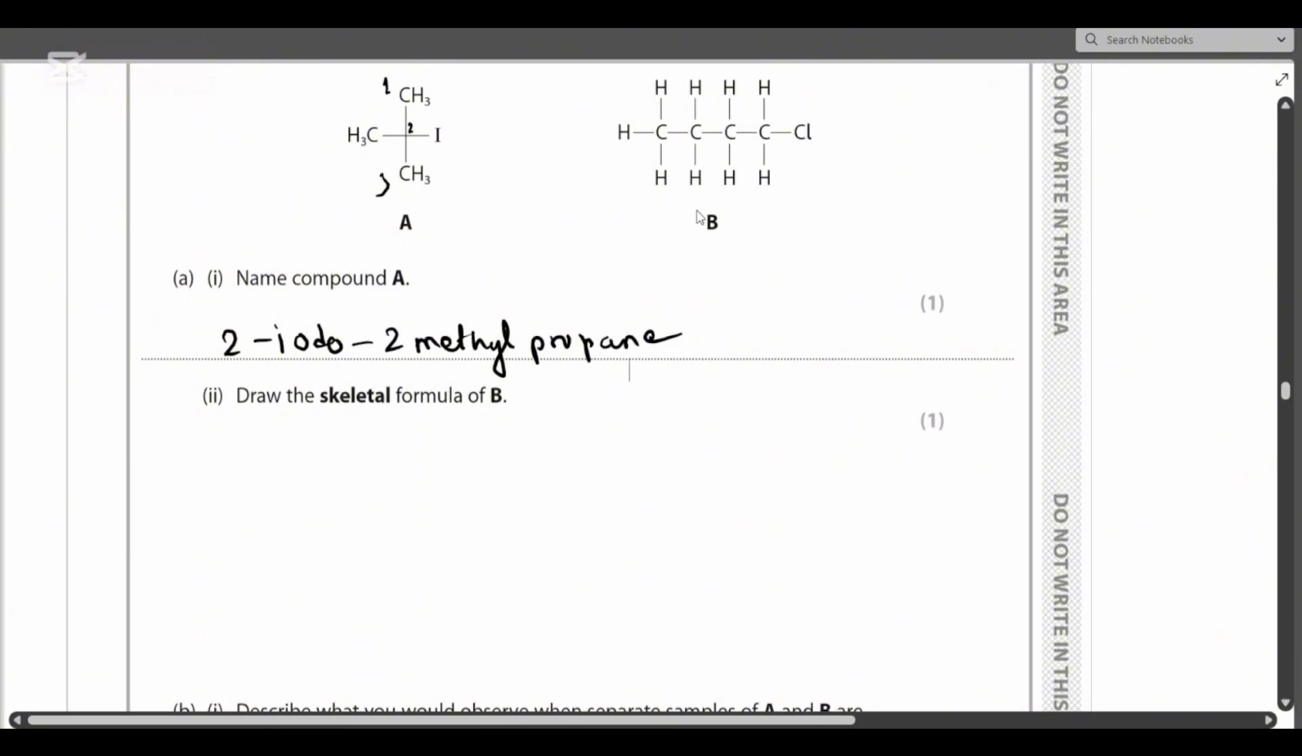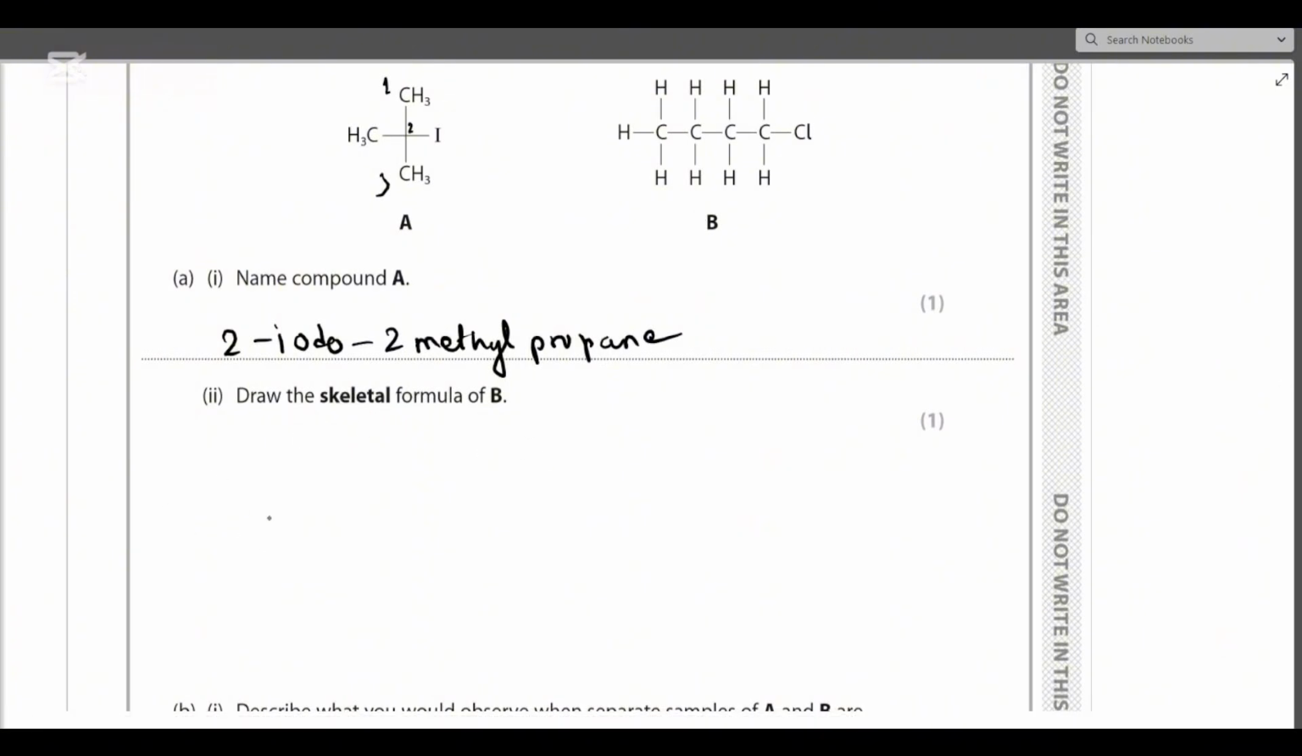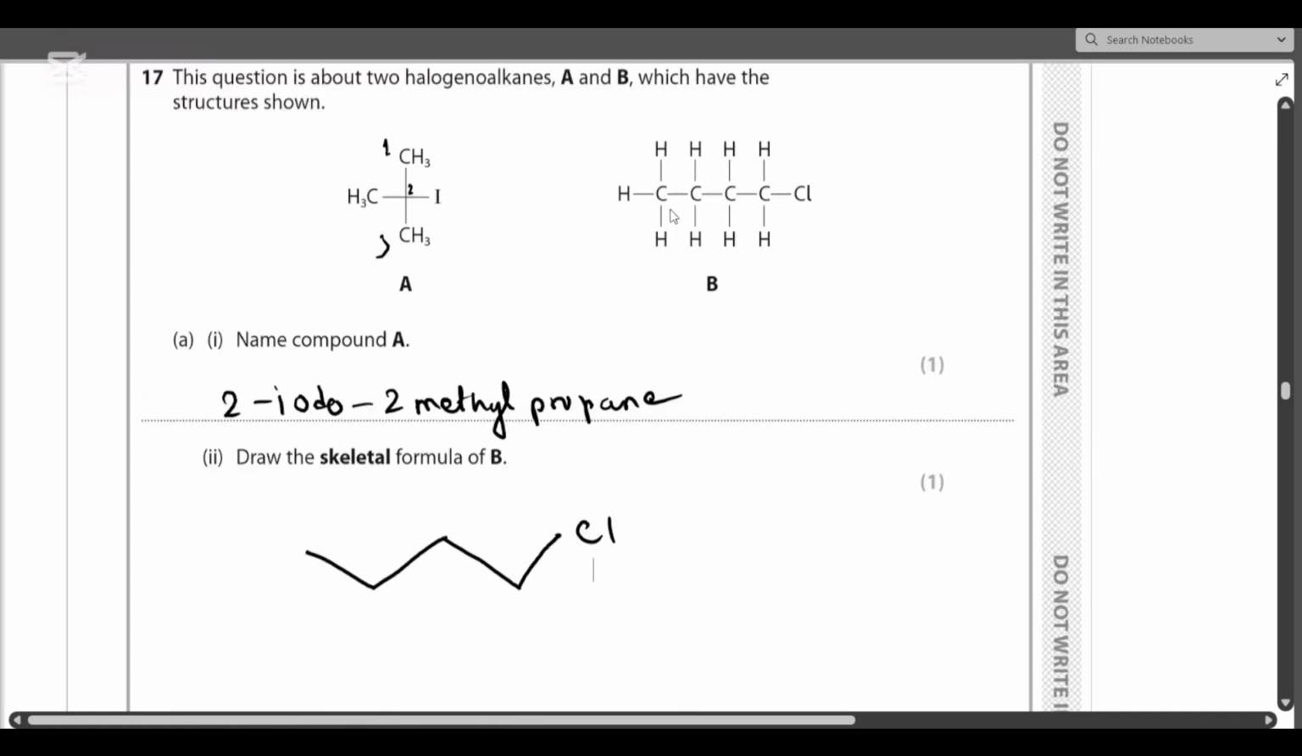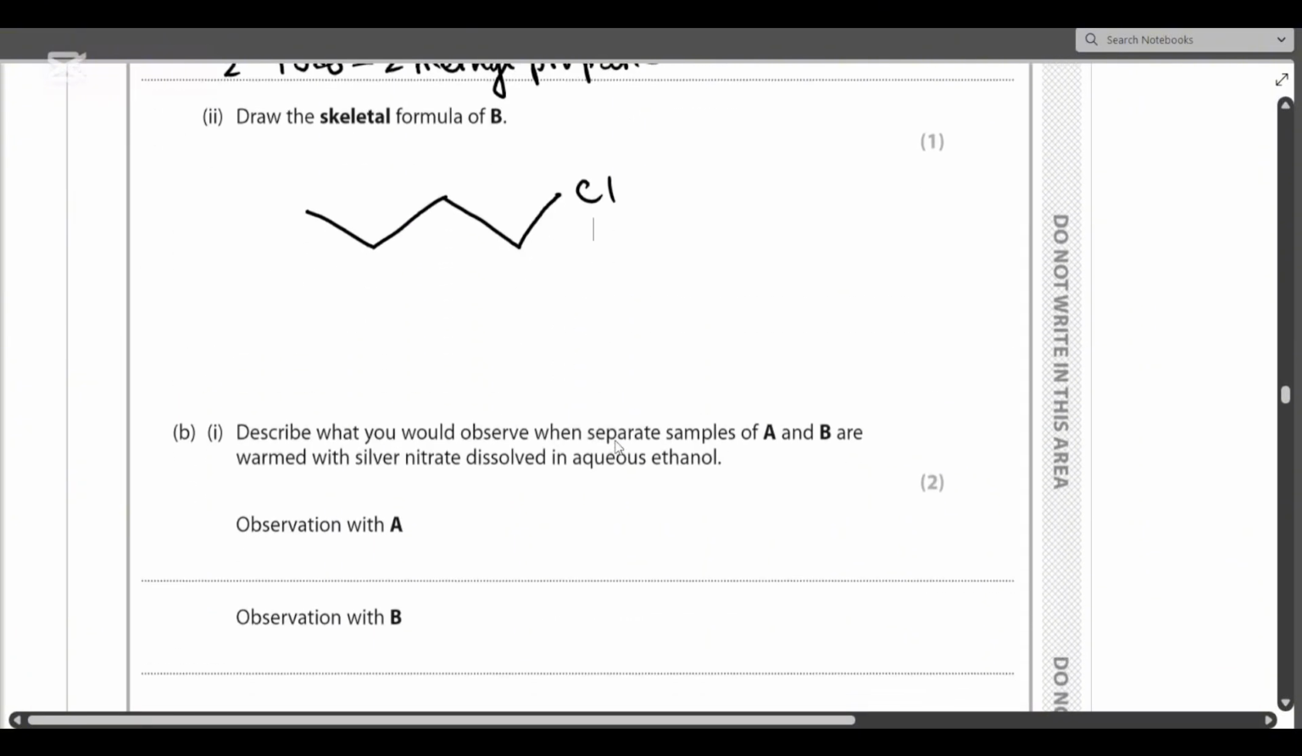They've told you to draw the skeletal formula of B. Now, this is pretty simple, so you can just write it since there are 1, 2, 3, 4. So you can say there are 2, and there's another one, and then you give a chlorine, something like this. That's the skeletal formula of B. 1, 2, 3, 4 carbons with chlorine, and in the skeletal formula, we do not tend to show the hydrogen atoms, unlike the displayed formula.